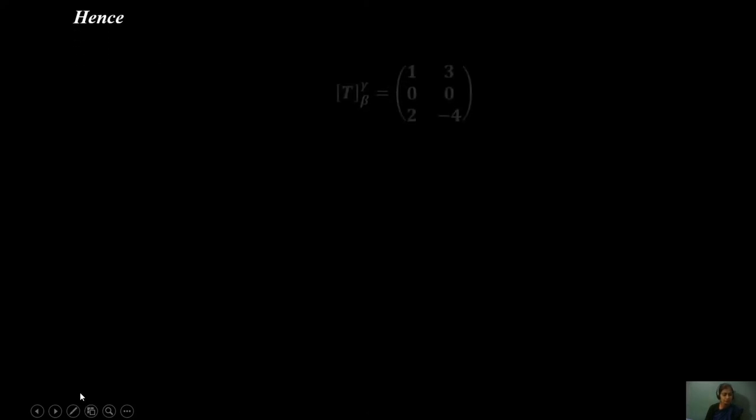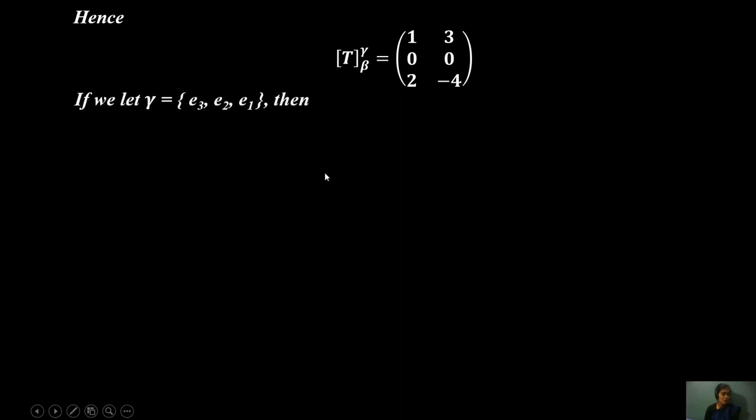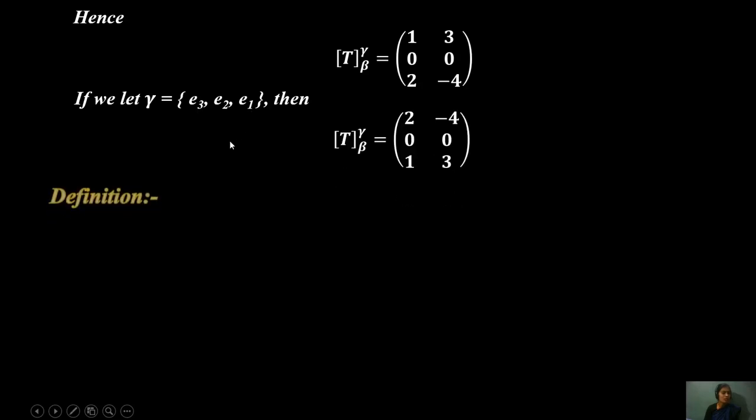Hence we get the value of this transformation in column form as well as row form. The matrix of T from β to γ is [1 3; 0 0; 2 −4]. If we let γ' = {e3, e2, e1}, then the rows are considered as columns, and columns as rows, so the matrix [2 0 1; −4 0 3] will be generated. Okay, this is the solution of this theorem.